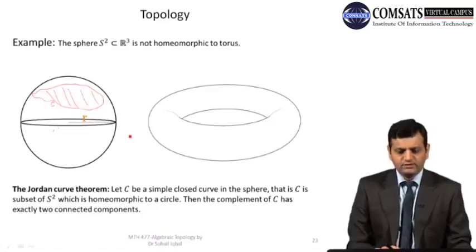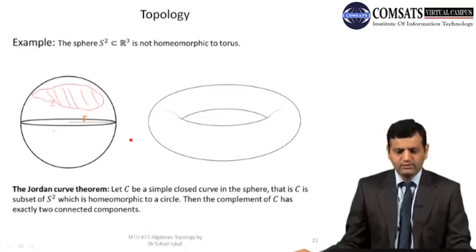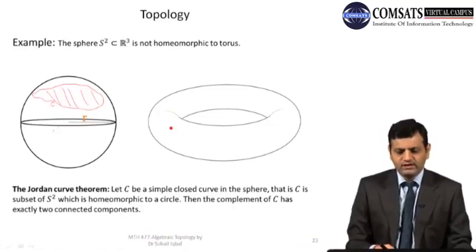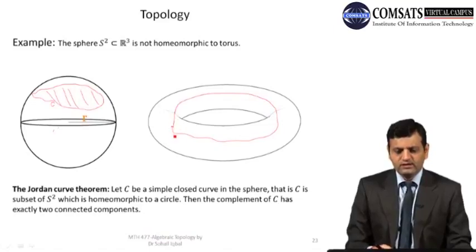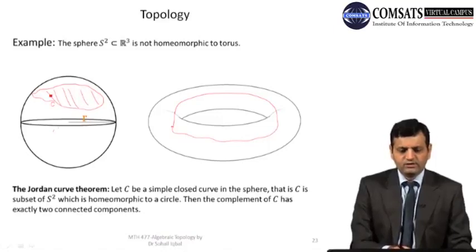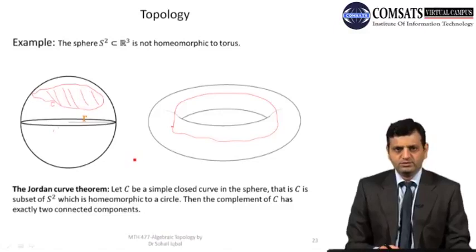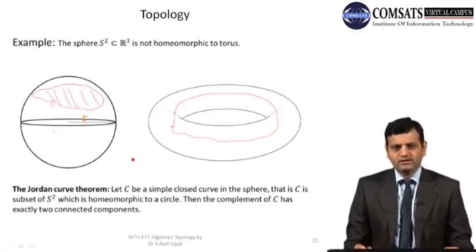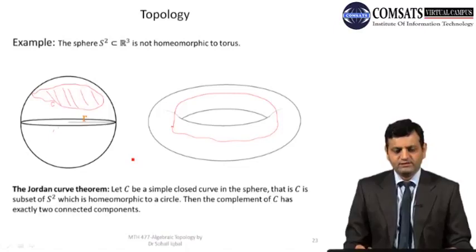of the sphere. So it has two connected components, but if I take a simple closed curve on a torus, then it is still connected. On the sphere, if I take a simple closed curve, then it divides the sphere into two disconnected parts, so basically it makes the sphere a union of two connected components, but if I take a simple closed curve on a torus, then it still remains a connected space.